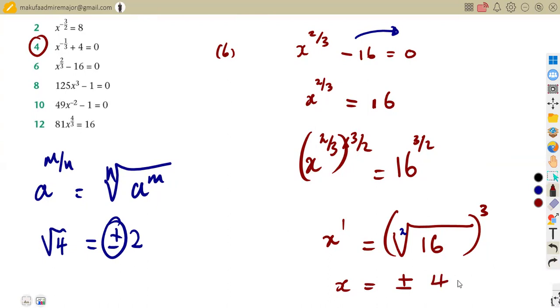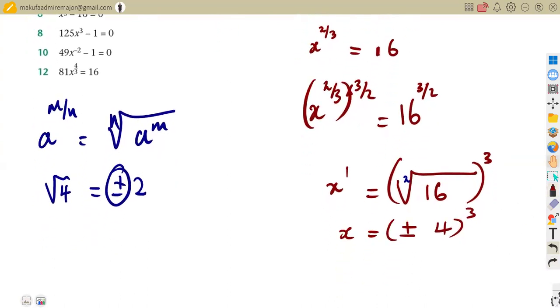Everything is supposed to be raised to the exponent of 3. Remember that a positive raised to an odd exponent and a negative raised to an odd exponent remain as they are. So that will be plus or minus 4 to the exponent of 3. And what is 4 to the exponent of 3? That is 64. So that's plus or minus 64 in that case.